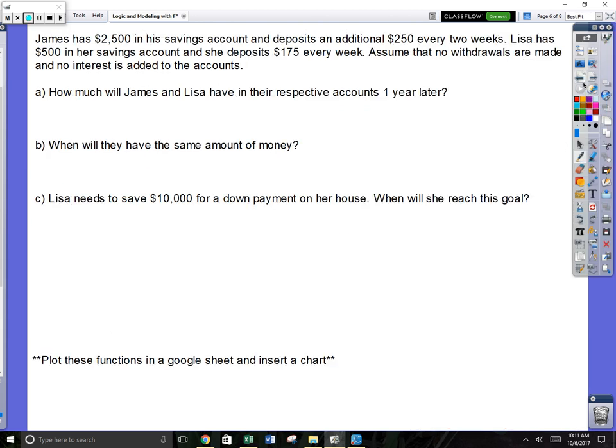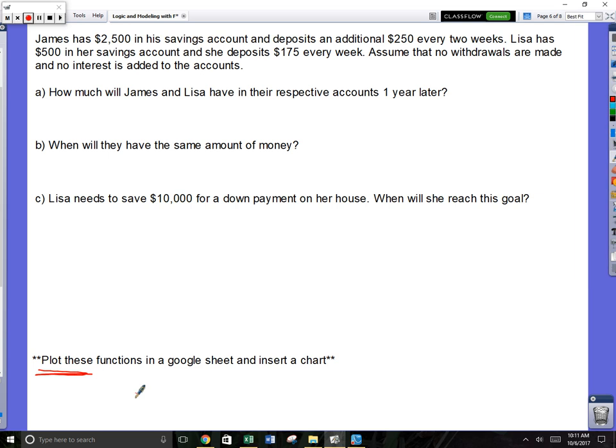Okay, let's look at this one right here. James has $2,500 in his savings account, deposits $250 every 2 weeks. Lisa's got $500 in her account. She deposits $175 every week. Assume that no withdrawals are made and no interest is added to the account.